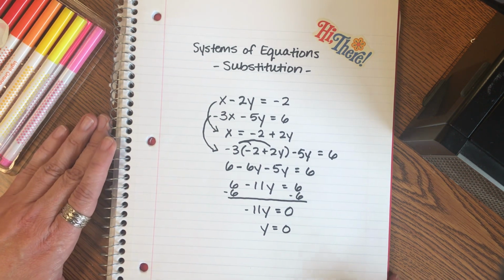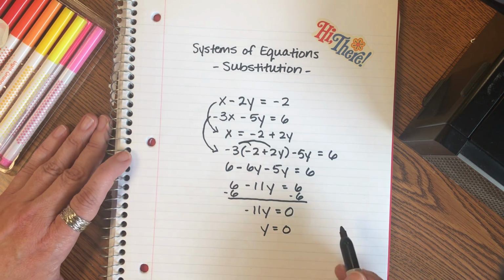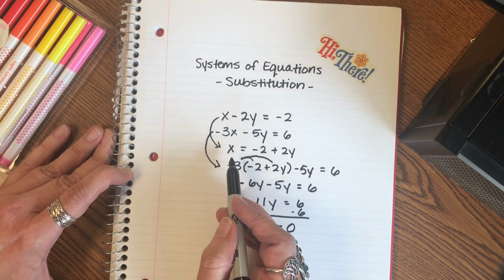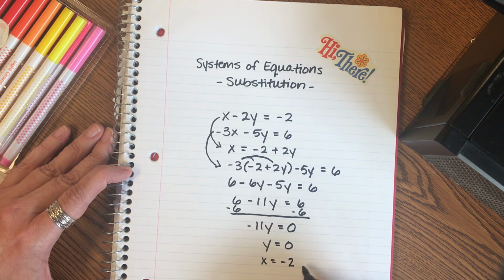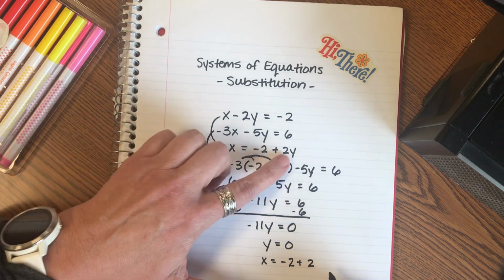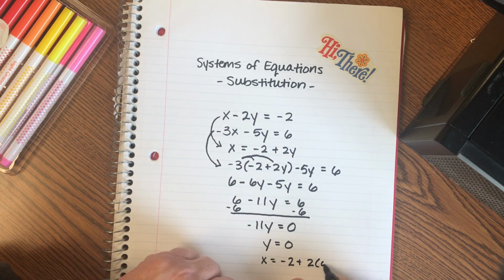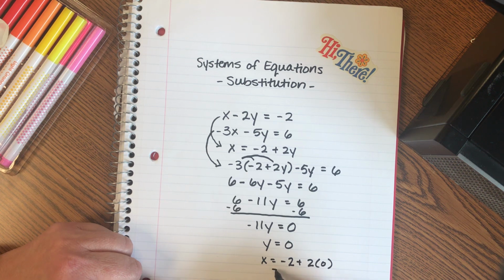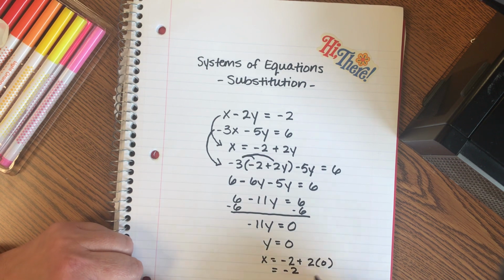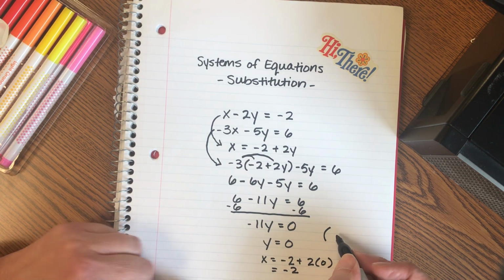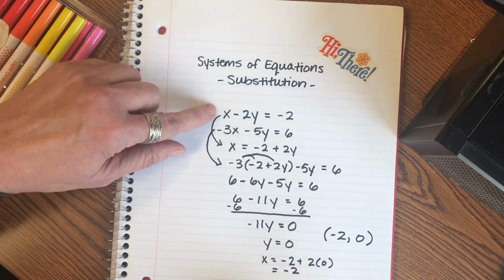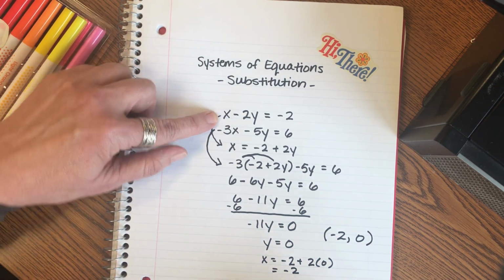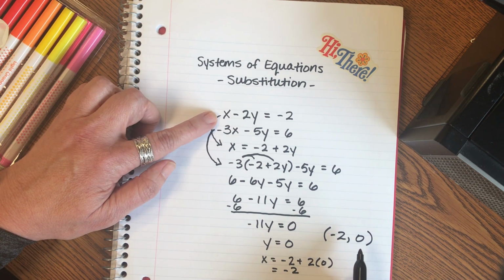Okay? Now we can take y is equal to 0 and we can pull it back up into this equation here, where we know that x is equal to -2 plus 2 times y. Y is 0. So x is equal to -2 plus 0, or -2. That tells me that my answer, x is equal to -2, y is equal to 0. These two linear equations cross or intersect each other at the point -2, 0.